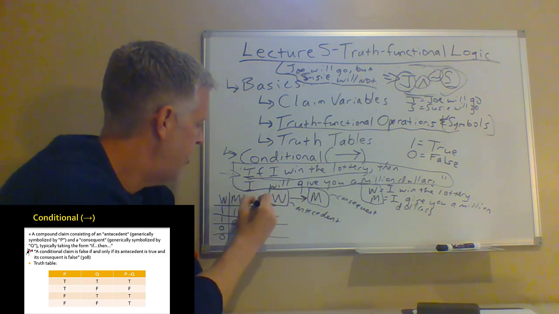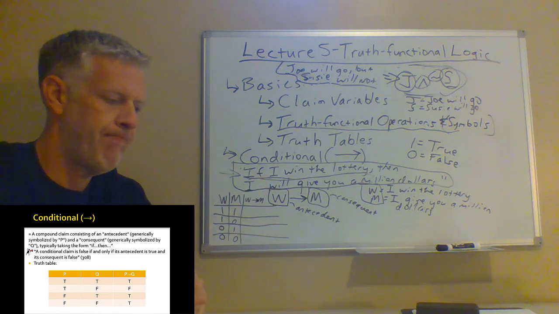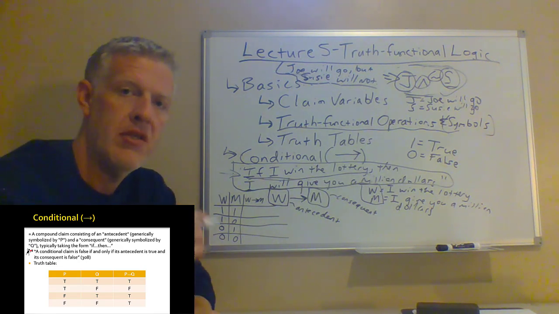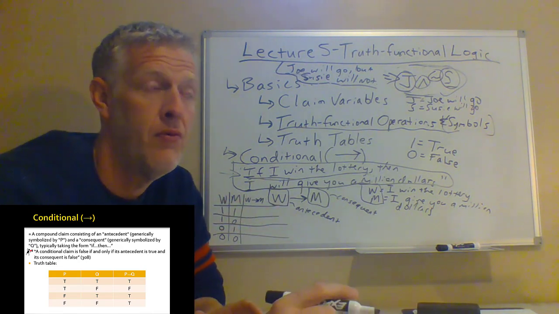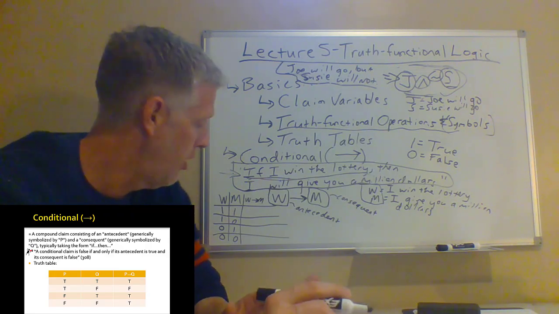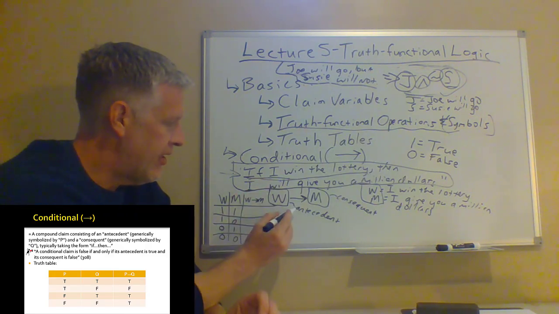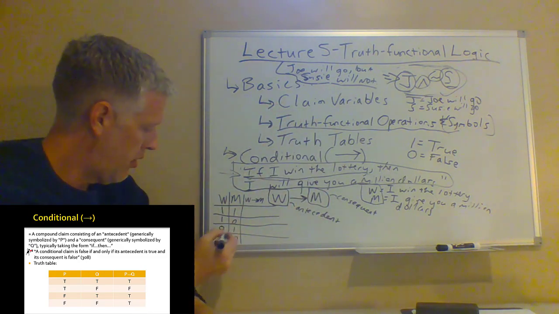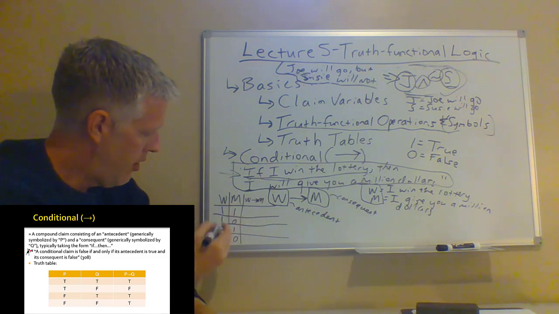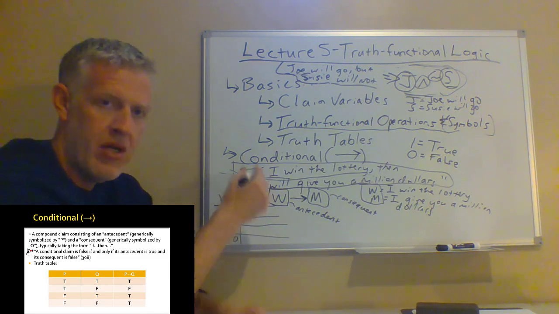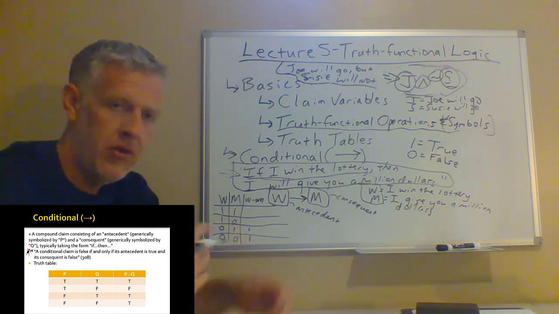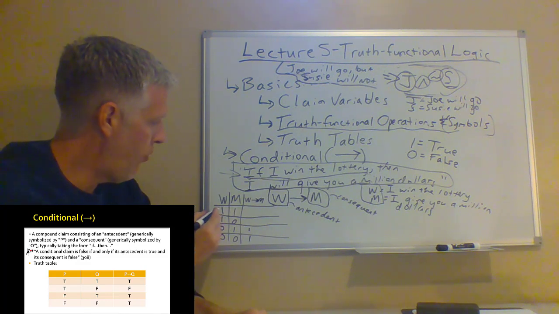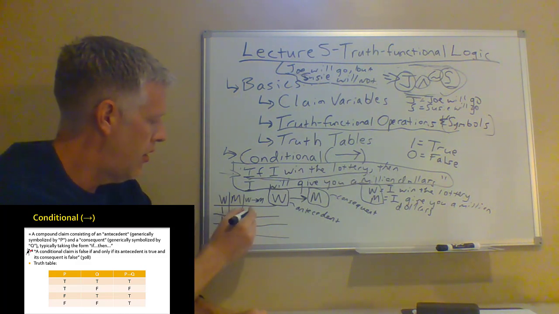You basically just have to commit to memory the truth values for a conditional. It's only going to be false in one scenario, one instance. So again, it's a hard one to prove false, much like the disjunction. It's only going to be false when the antecedent is true and the consequent is false. In every other scenario, if the antecedent is false to begin with, here W, these two scenarios where I didn't win the lottery, what I said as a whole, from a logician's perspective, you render true. You can't say I lied.